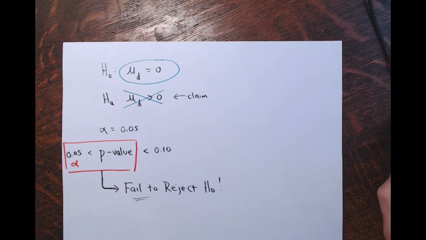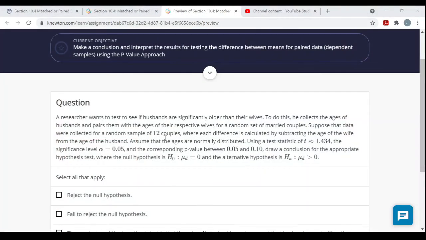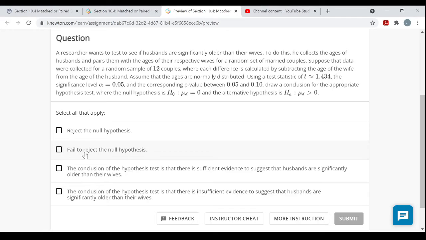And that's all we're going to have to enter, those two things. One is, I fail to reject the null hypothesis, because the p-value is greater than alpha. And then what's the conclusion? Let's see. This statement says the conclusion of the hypothesis test is that there is sufficient evidence to suggest that husbands are significantly older than their wives. No. I said we're not supporting that statement. So this is the conclusion, that there is insufficient evidence, not enough evidence to suggest that husbands are older than their wives.